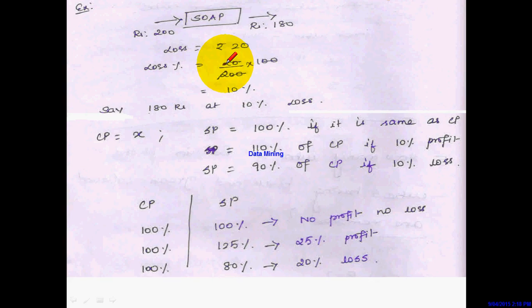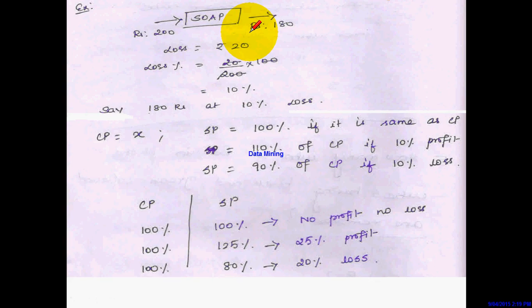From this we can easily infer that this transaction definitely incurs a loss. So how much is the loss? Again we subtract: loss is cost price minus selling price. Since it is a loss, cost price is 200, selling price is 180. If we subtract 180 from 200, we'll get a loss of 20 rupees.